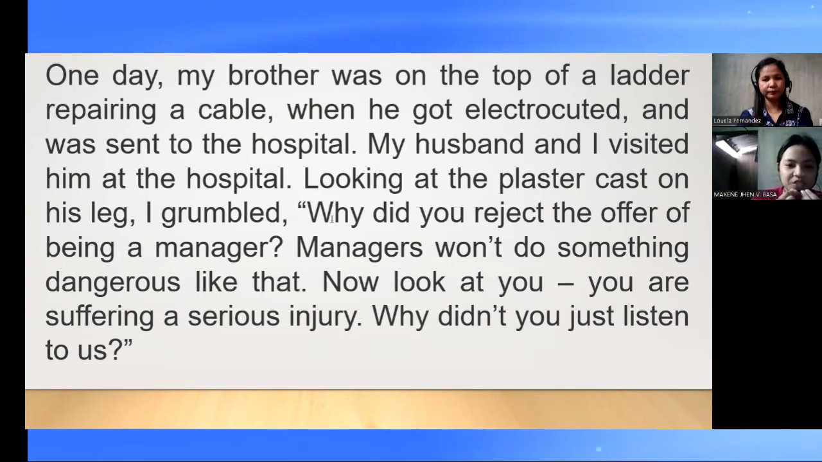Why did you reject the offer of being a manager? Managers don't have to do something dangerous like that. Now looking at you, you are suffering a serious injury. Why didn't you just listen to us? So the sister said, why do you want to be a repairman when we can give you a high position as manager in that department?